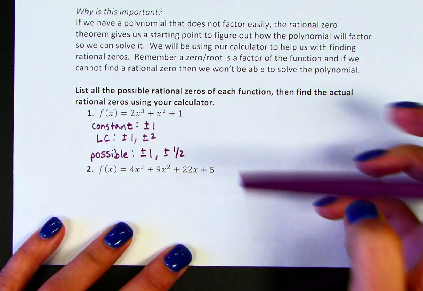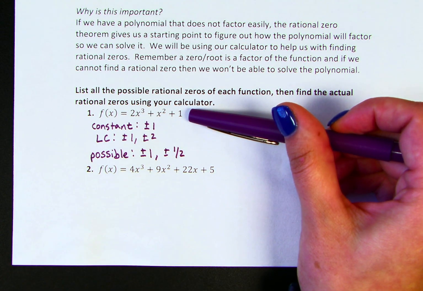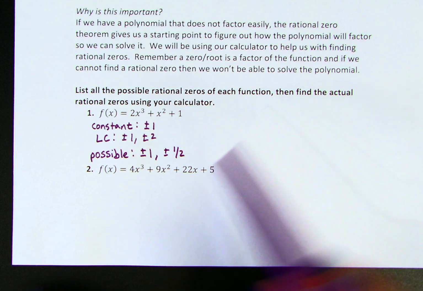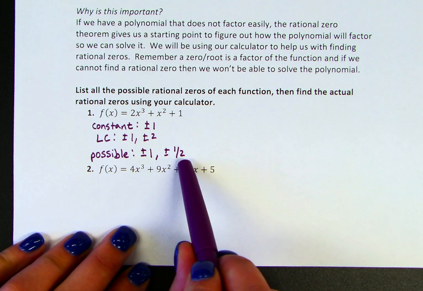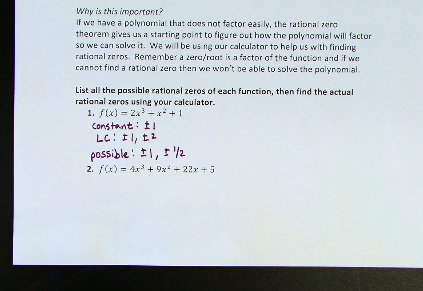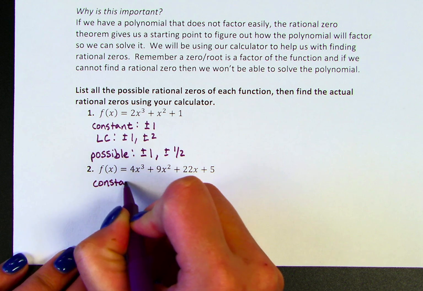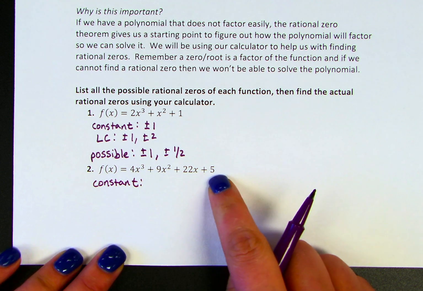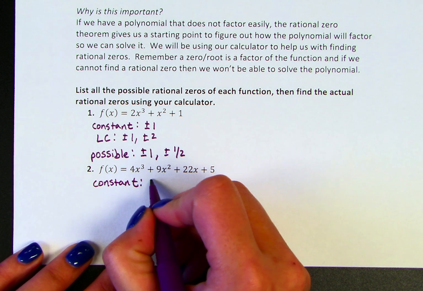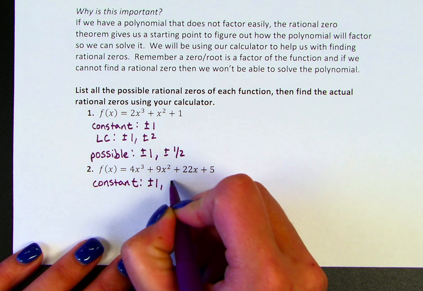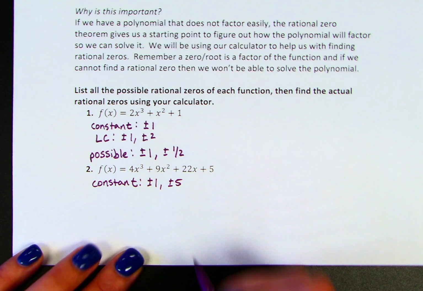Okay. So if this does have a rational zero, it has to be one of these four numbers. So let's try another one. So again, starting with the constant. So that's 5 this time. So all the numbers that divide into 5 are positive and negative 1, and then positive and negative 5.